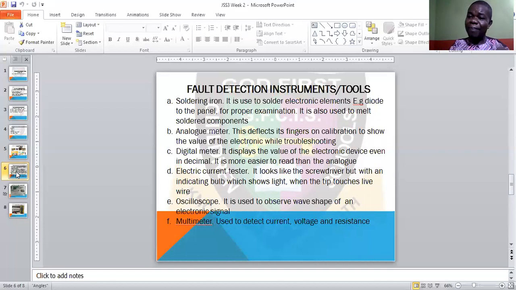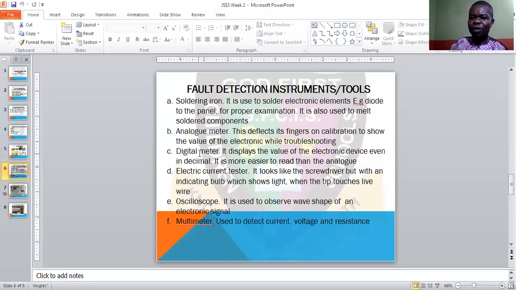If there's a problem, there is a kind of deflection that will happen on the finger. That is how you know whether that particular object is having a fault or not. If it deflects well, you know that okay, it is okay. If it deflects the other way, you know that there's a problem. If it doesn't deflect the way it should, probably the speed is reduced, you also know that there is a problem there. Then we look at the digital meter. The digital meter is like the analog meter, but it is a modern one.